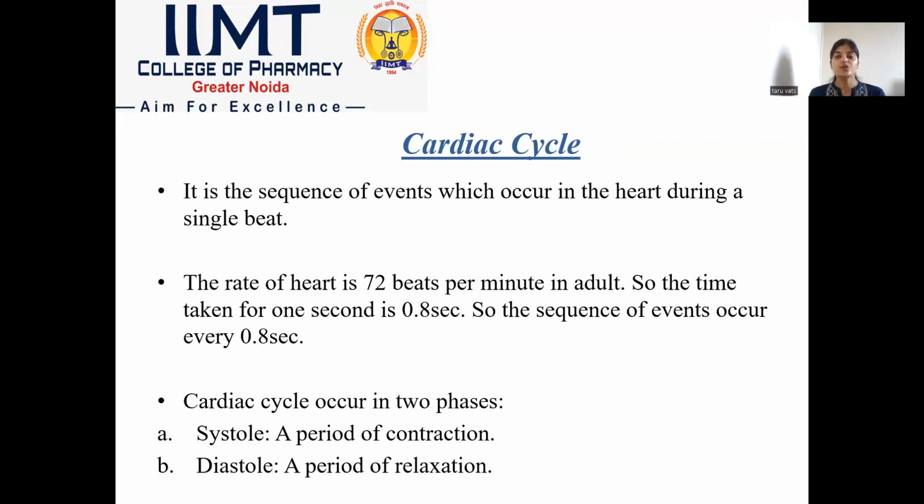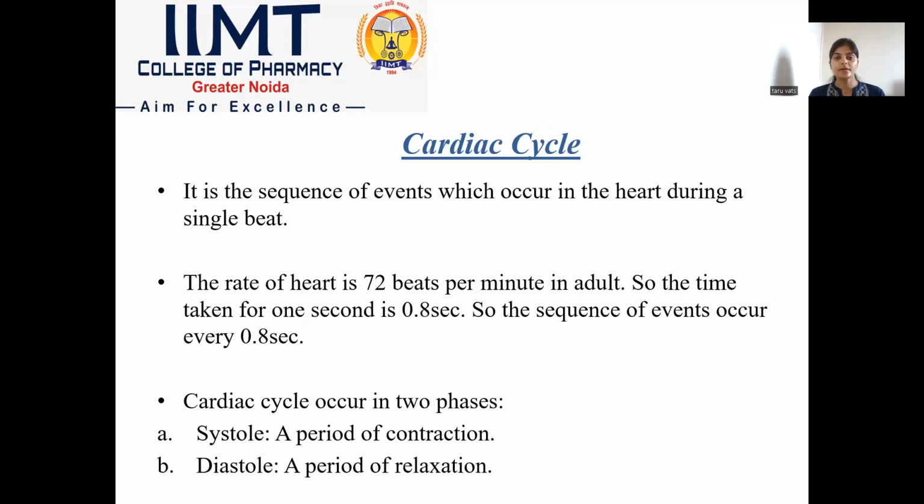Cardiac cycle occurs in 2 phases. First phase is systole and second is diastole. Systole, it is a period of contraction, and diastole, it is a period of relaxation.